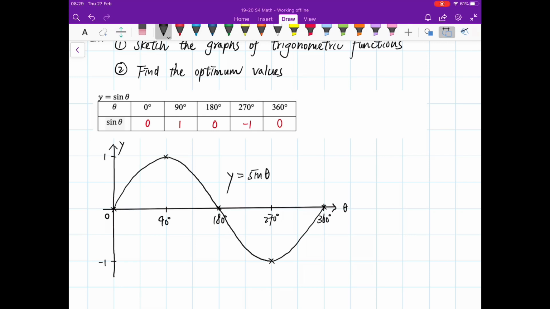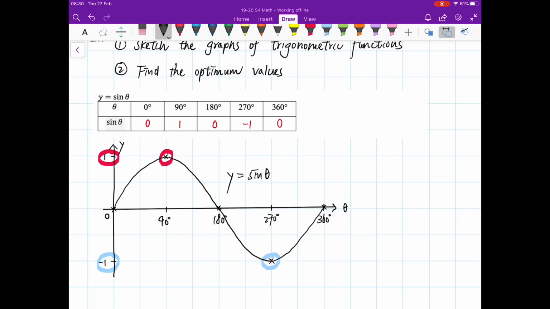My next question is, from your observation, can you tell me where is the highest point and the lowest point of this graph? And what are their corresponding values? As you can see, the highest point is here. The corresponding value is equal to 1. Similarly, for the lowest point, the corresponding value will be here.